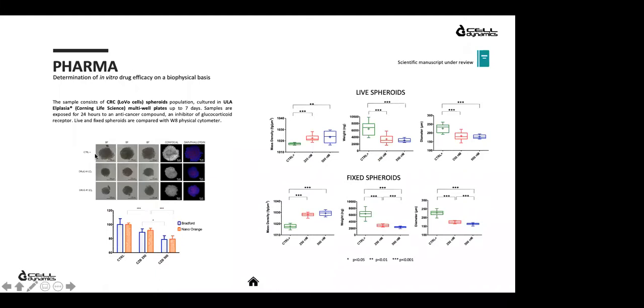Also, these results have been collected in a scientific manuscript that is under review, and the sample consists of colorectal cancer LoVo cells that are grown in Elplasia plates. This is a micropattern plate from Corning Life Sciences. Spheroids were cultured for 7 days, and then they were exposed for 24 hours to an anti-cancer compound that is an inhibitor of glucocorticoid receptor. And we tested live spheroids and then also fixed spheroids with our procedure of spheroid fixation with PFA 4%.